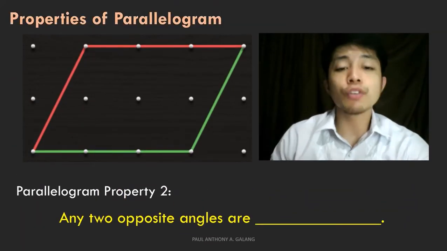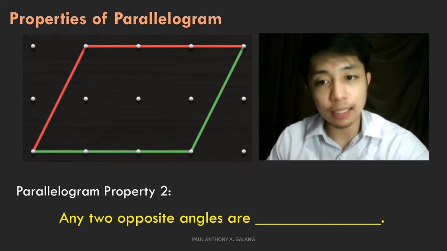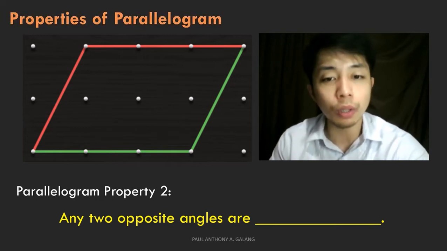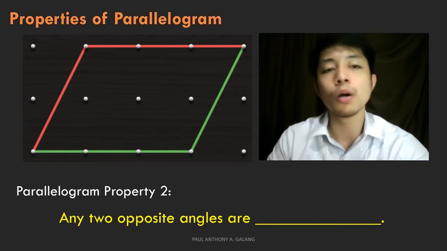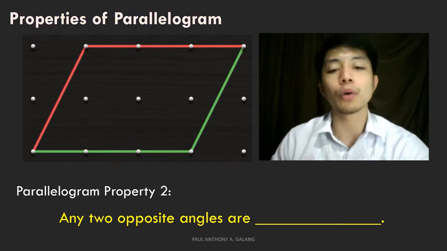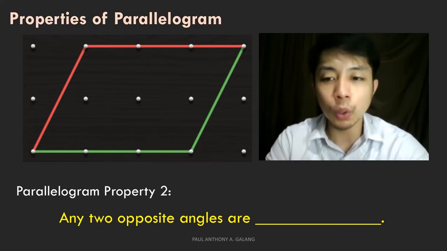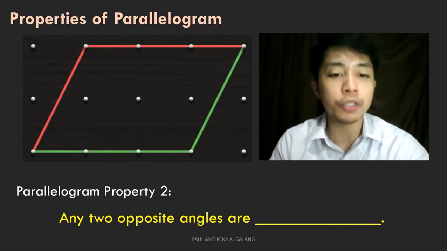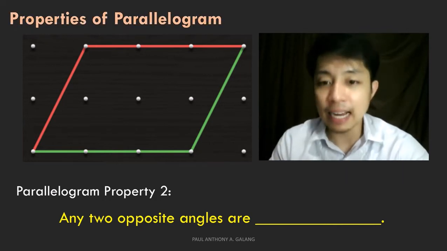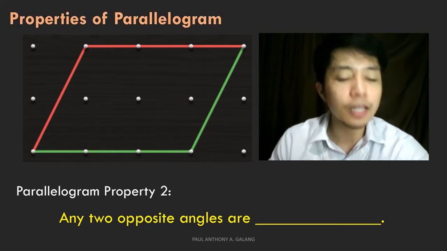The second property of a parallelogram is: any two opposite angles are blank. Since we are dealing with angles, you will now look at the part of the parallelogram where two sides share a common vertex, or we can simply say a corner of the parallelogram. You can notice that any two opposite angles are identical, similar and exactly alike, and therefore the answer is congruent.